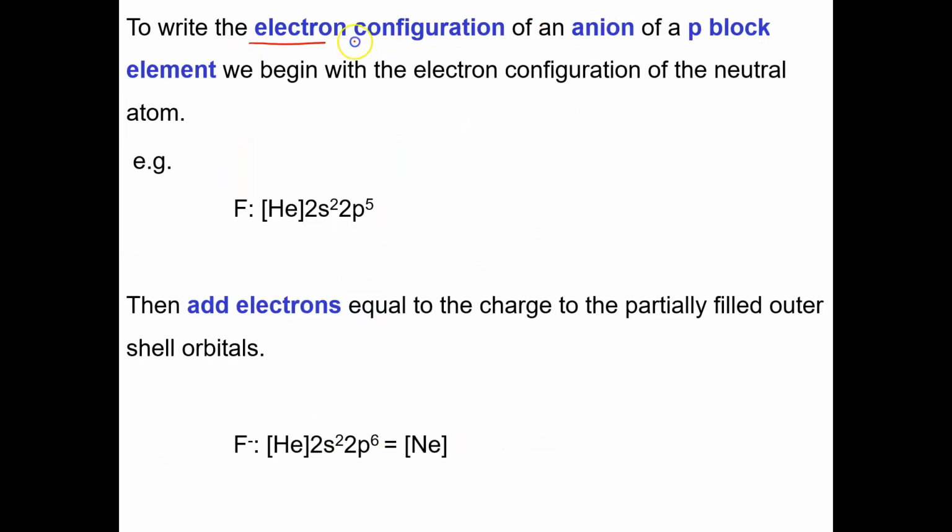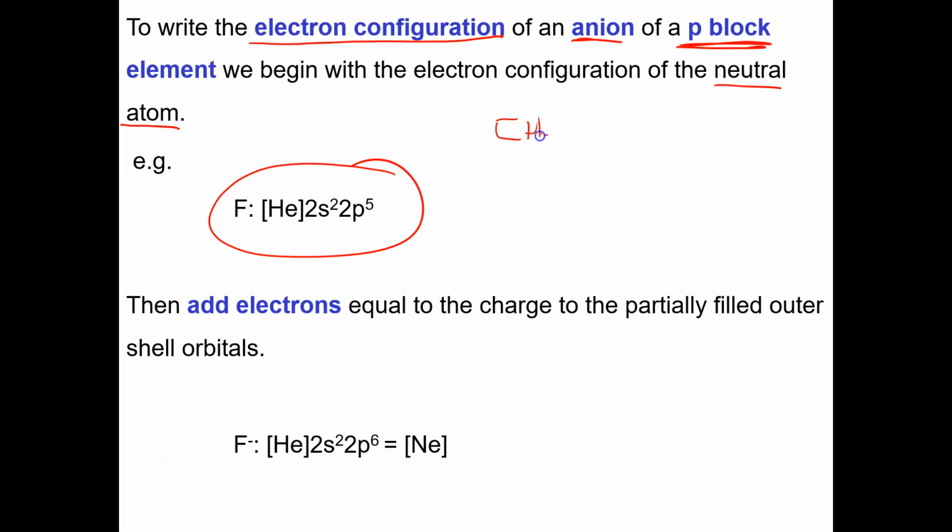To write the electron configuration of an anion, and anions are formed by non-metals, which are those elements that are in the p block, we're going to begin with the electron configuration of the neutral atom. So for example, for fluorine, which has 9 electrons, this would be the abbreviated electron configuration. We have 2 core electrons in the helium configuration, and then a total of 7 valence electrons filling up a 2s subshell, and then 5 electrons in the 2p subshell.